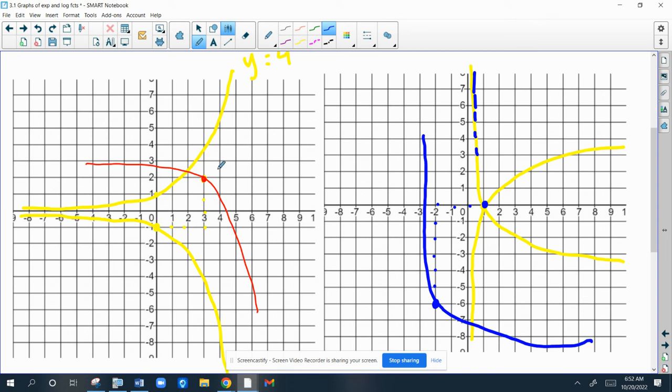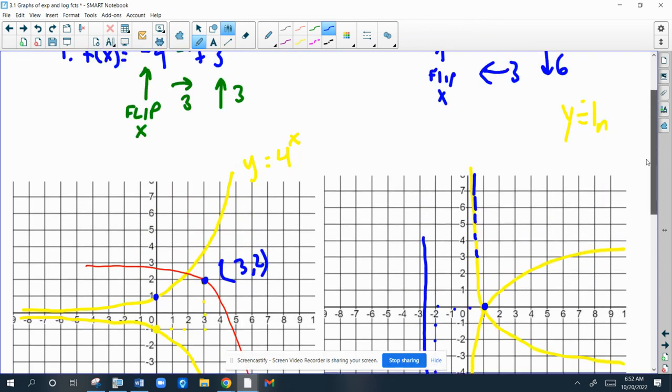So remember, this point, if I ask you to mark these points, this new point here that started here is now at (3, 2). That's this point. And this point that started at (1, 0) is now at (-2, -6). So that's how you graph these functions. Again, it's easy. Just practice it.